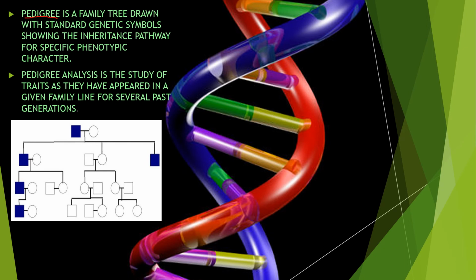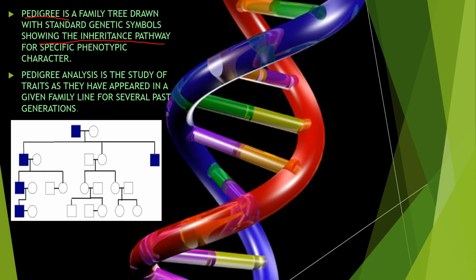Let's define pedigree. A pedigree is a family tree drawn with standard genetic symbols. So there are certain standard genetic symbols, and with that, this pedigree, the family tree, is drawn. And why is it drawn? To show the inheritance pathway of a specific phenotypic character in a particular family.